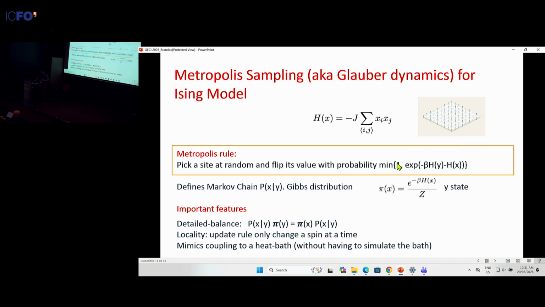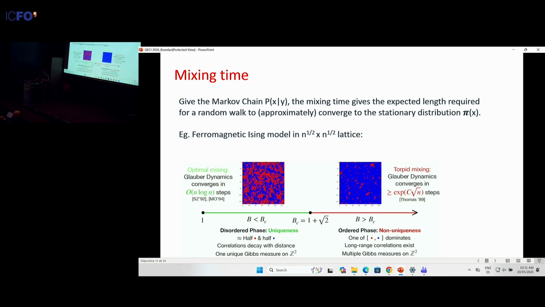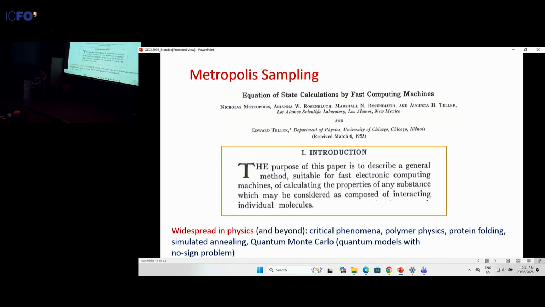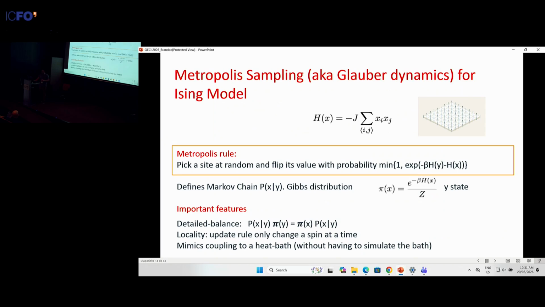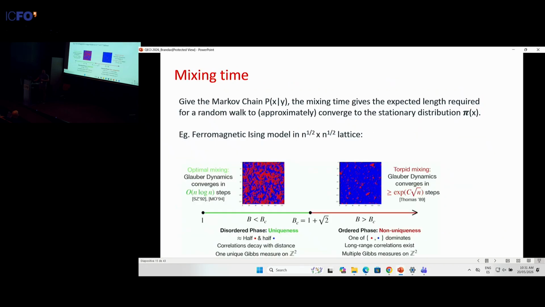Just by choosing the Metropolis rule to be this one, right? All right, so this is great. But why maybe this paper from Taylor and Metropolis and others were maybe overselling it a little bit? Well, it's because this method doesn't really work for every substance, or for every model.